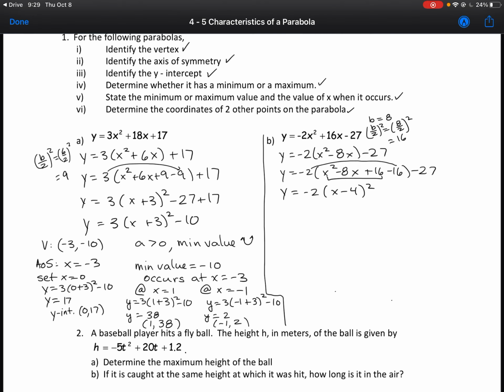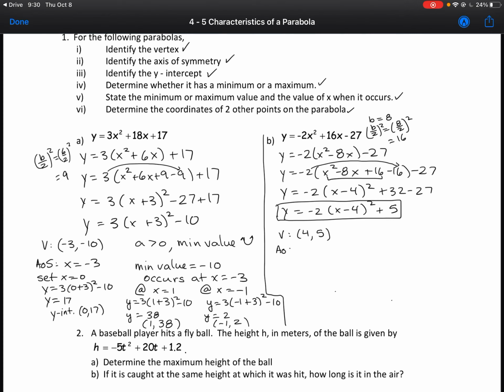And then I'm going to take out my last term by multiplying by whatever I factored out at the beginning, in this case minus 2. So then I'm going to get plus 32 minus 27, which means that my final equation is minus 2 times x minus 4 squared plus 32 minus 27, which is going to be plus 5 here. Gives me my parabola in vertex form. So then I'm going to identify the characteristics. The first one is my vertex, which is 4, 5.